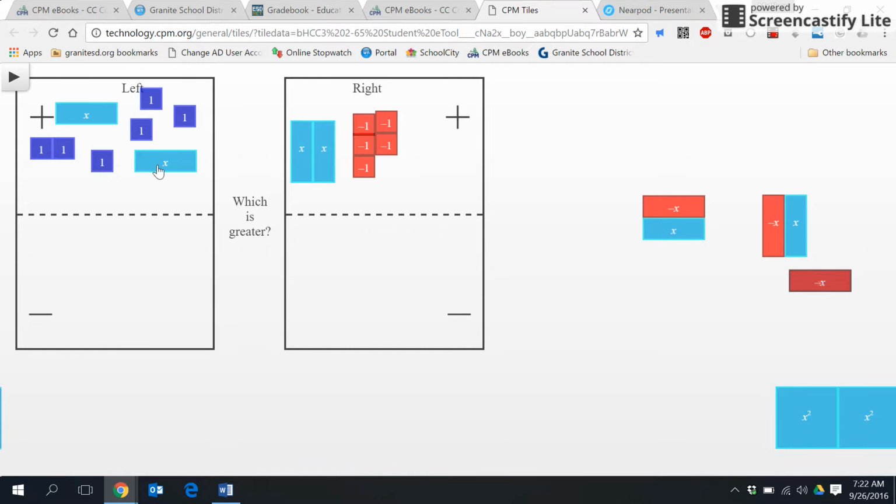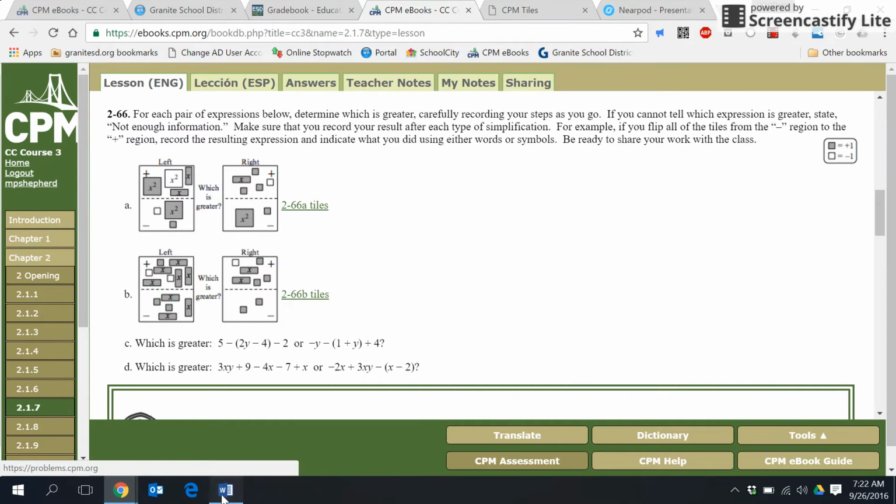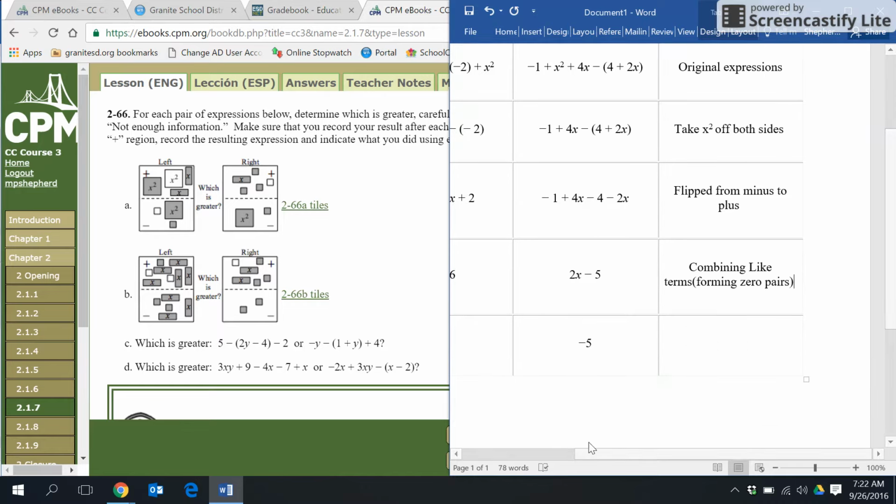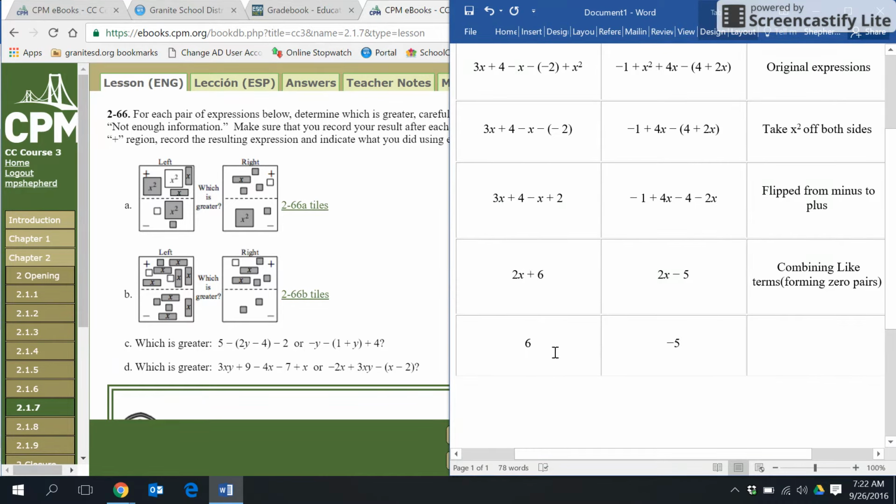I've still got 2 x's on the left and 2 x's on the right. So I'm going to take those off. Take an x off of the left, take an x off of the right, x off of the left, and an x off of the right. And now what we can see is we've got 6 over here and negative 5 over here. 6 on the left, 5 on the right. I can say that what I did was removed 2 x's from both sides. And I can now see that the left side is indeed greater.